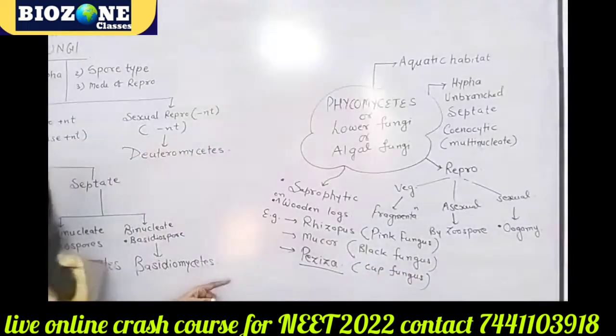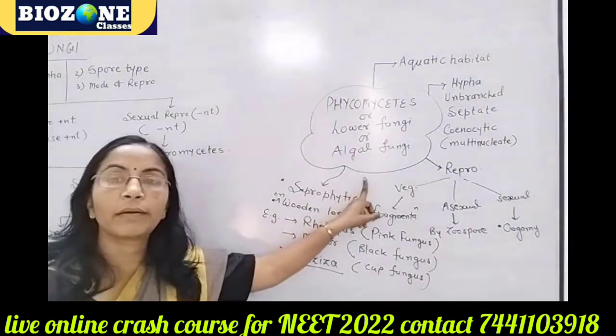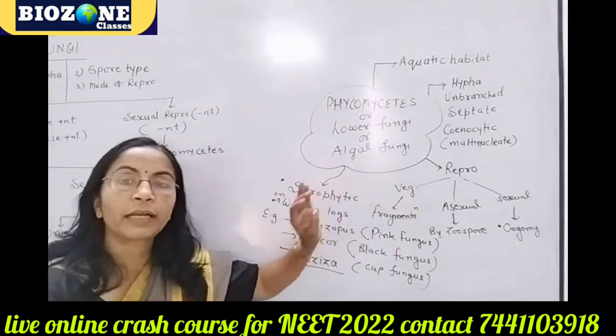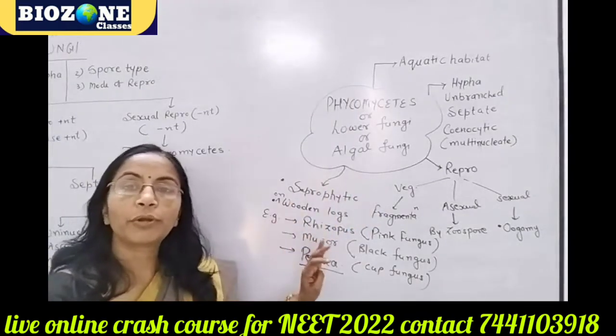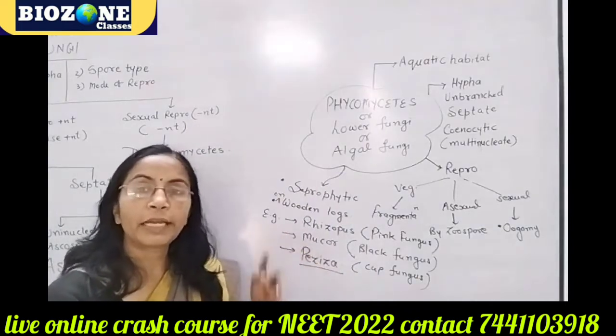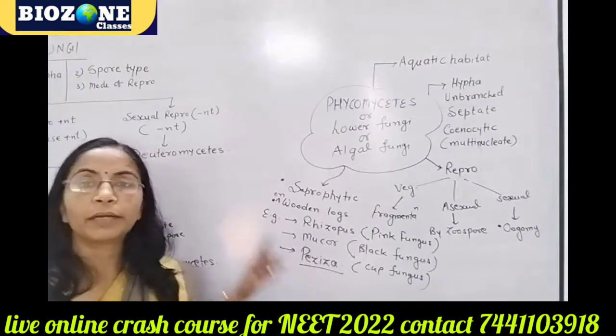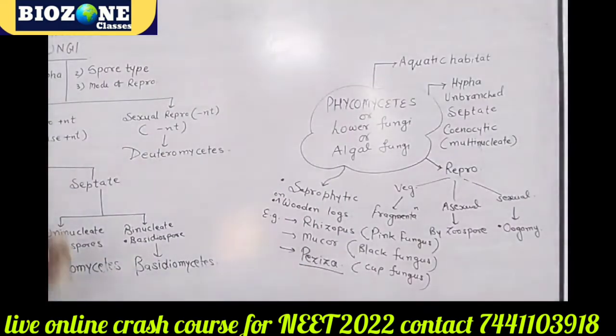Okay, so these three examples you remember for Phycomycetes. Whenever you revise fungi, classification of fungi, you remember the type of hypha, type of spores, and then after you come towards the example. Examples are very important part. Second class after this is your Ascomycetes.